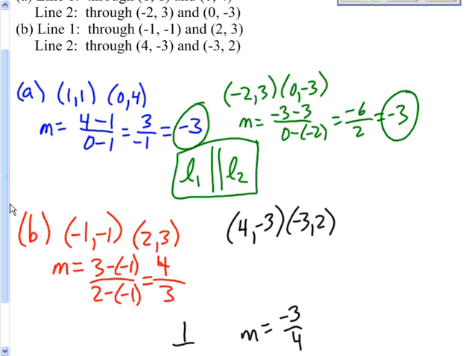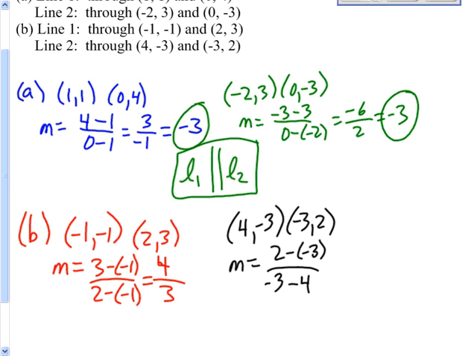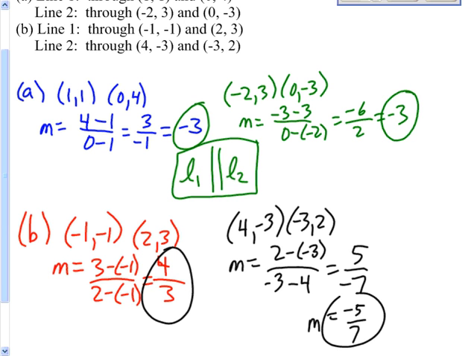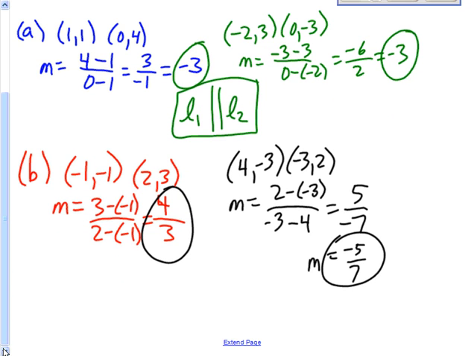So let's see what happens here. They're parallel, perpendicular, or possibly neither, right? So we find it. 2 minus the -3 over -3 minus the 4. We got 5 over -7, -5/7. You say, well, are they the same? Is that the same as that? You say, nope, they're not. Is 4/3, is it the opposite reciprocal? Is it -3/4 over here? Nope, it's not. So they're not perpendicular either. So you just say neither.